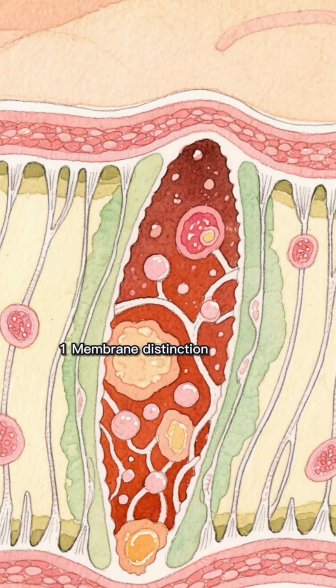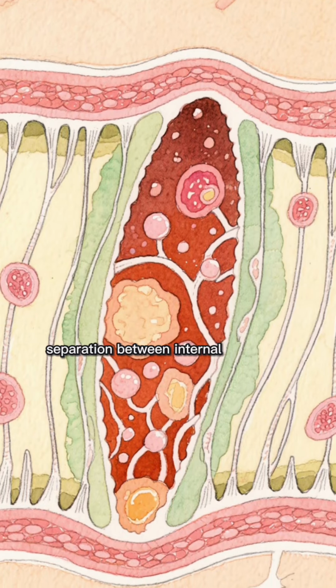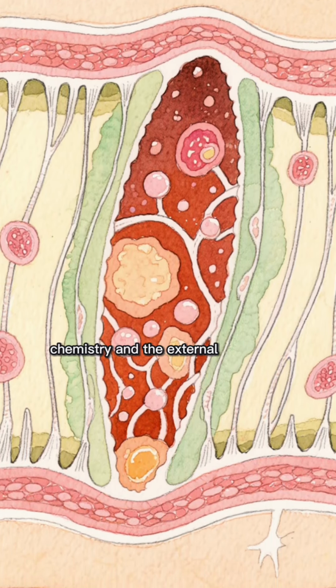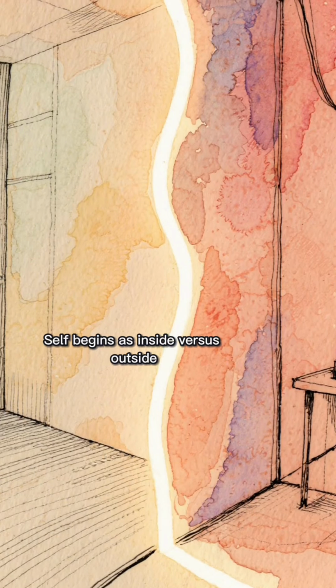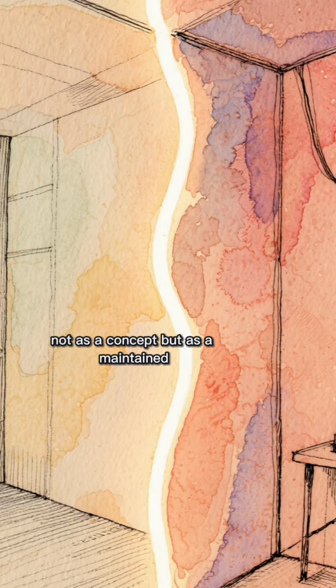1. Membrane distinction. The cell membrane creates a physical separation between internal chemistry and the external environment. Self begins as inside versus outside, not as a concept, but as a maintained condition.